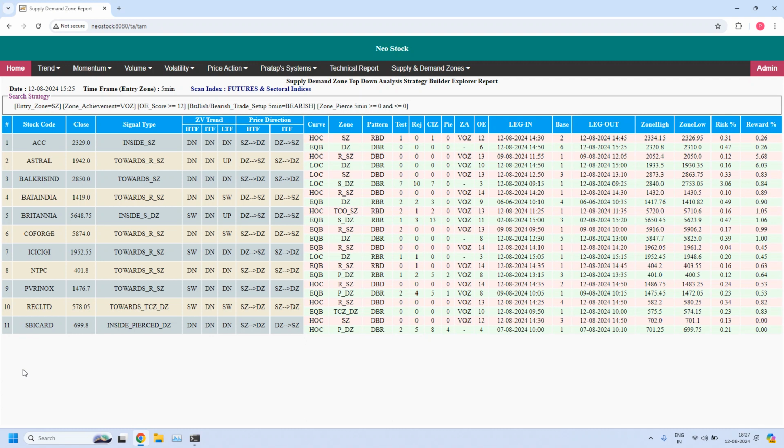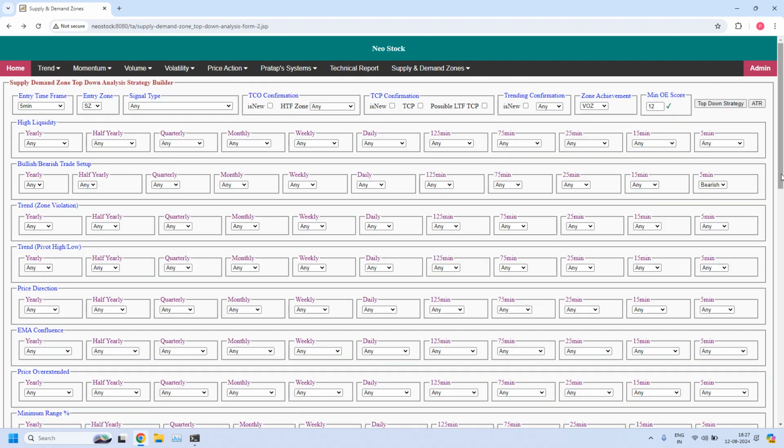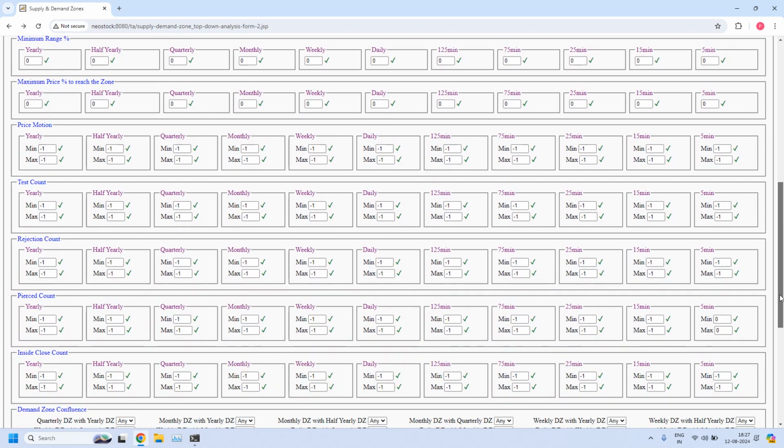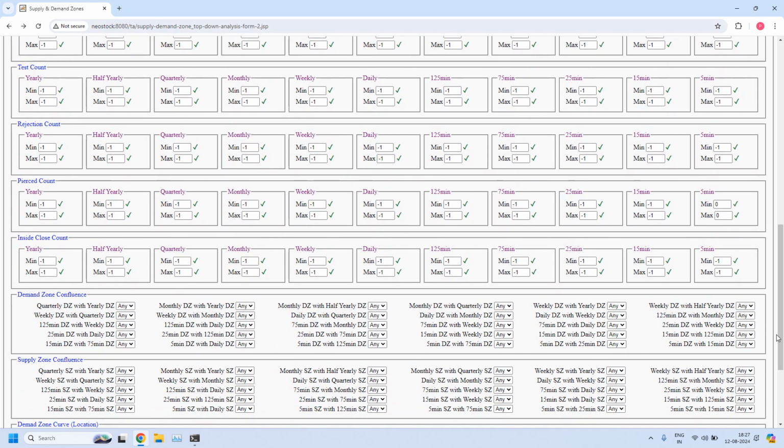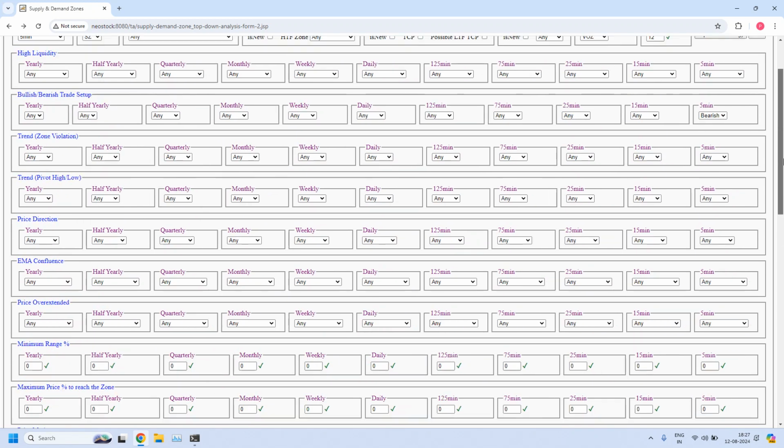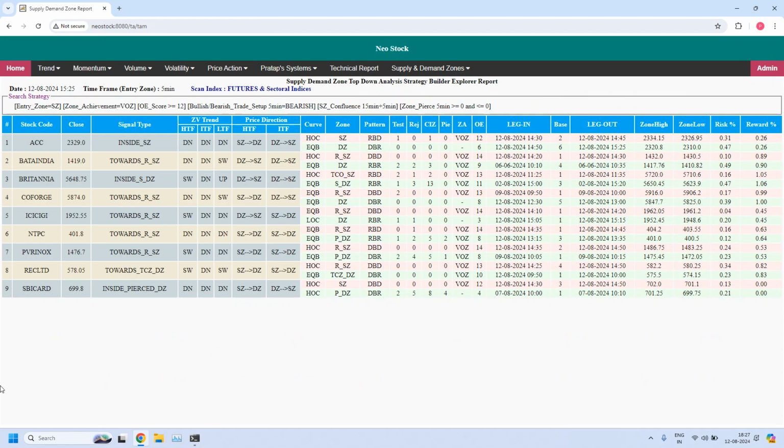But let us verify how many of these stocks' 5 minute zones are having confluence with ITF, that is over 15 minutes time frame, supply zone confluence. So this is the supply zone confluence. So 5 minute supply zone with 15 minute supply zone confluence I enabled. Let us verify. Now the list is reduced to 9. Now currently 9 stocks are supporting bearish trade setup for hourly income trade, and also they are having confluence with 15 minute zone, 5 minute zone with 15.